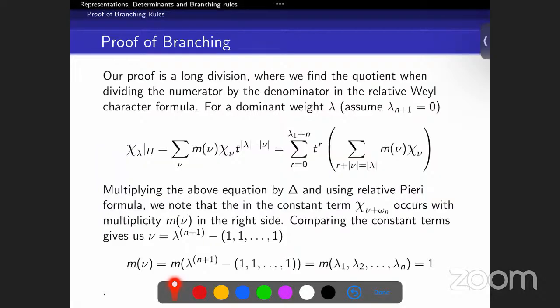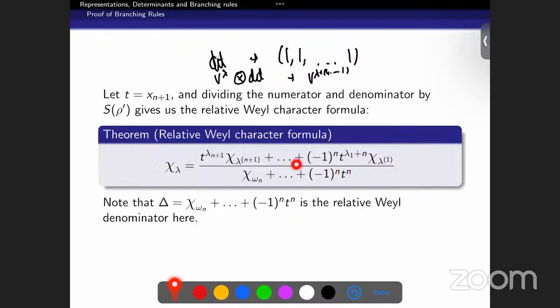Okay. So the way we do this is that we'll just do a cross multiplication first. We'll take this relative Weyl denominator and multiply it with this chi lambda, and we'll do a comparison of things. Here again, we invoke one thing from representation theory of groups, that any two irreducible characters are linearly independent.